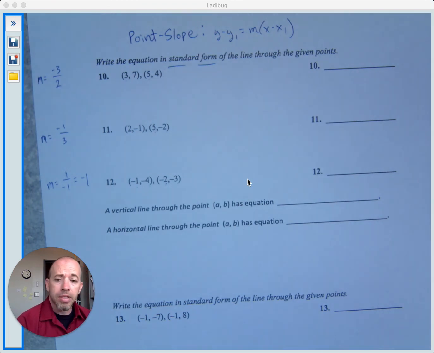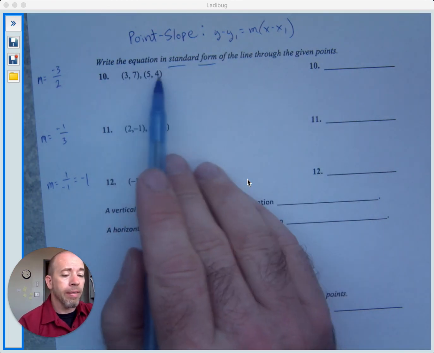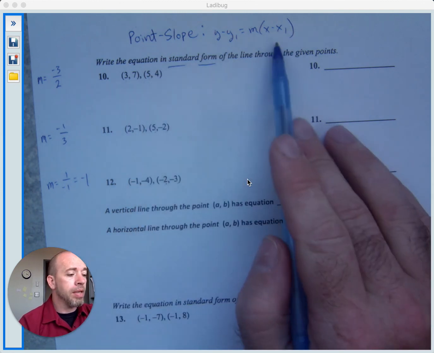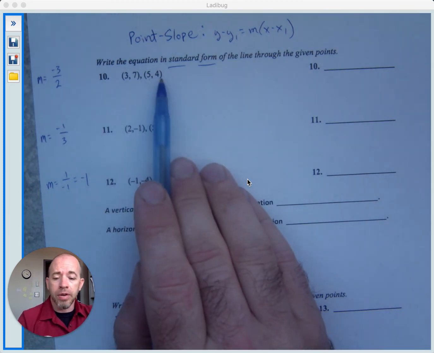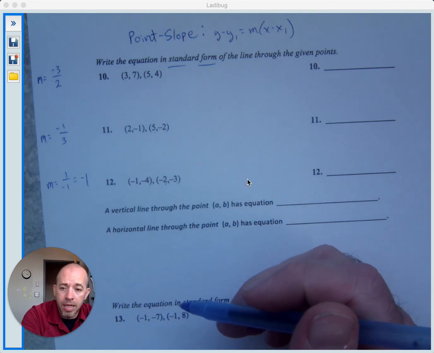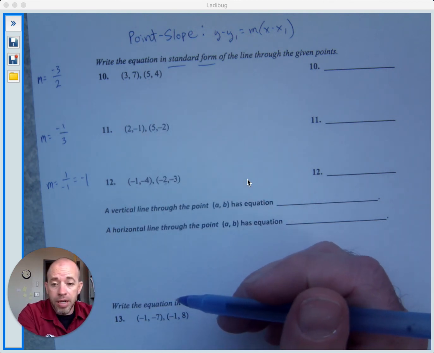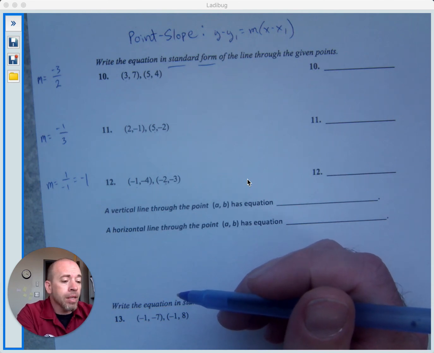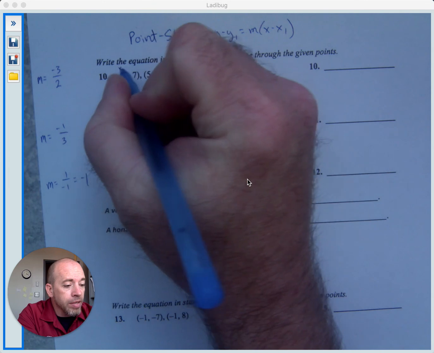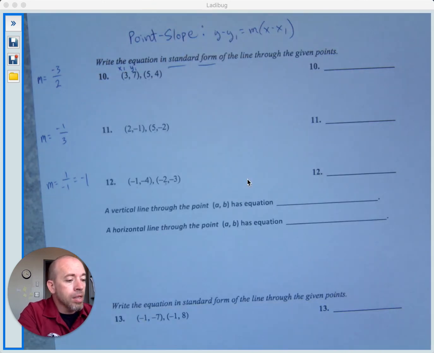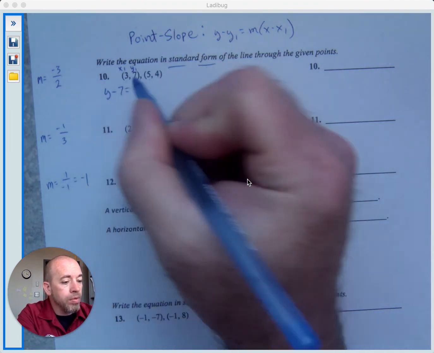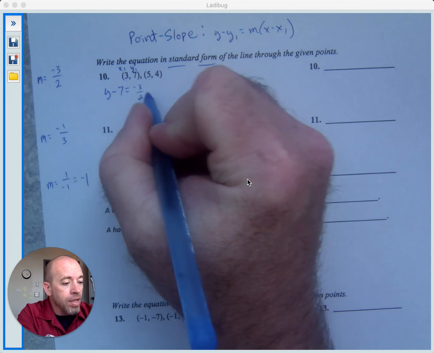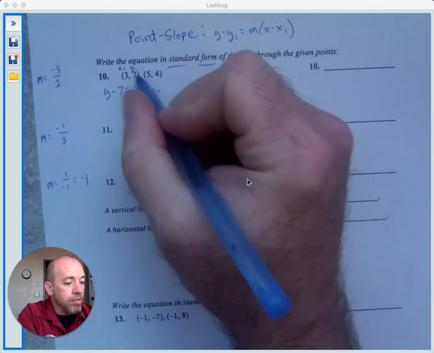Now, something a little different than the last few examples is that we have 2 points, right? So which point do you want to be x1, y1? Well, the answer is it doesn't really matter. You could pick either point, either 3, 7 or 5, 4, whichever one you want. You'll end up with the exact same answer either in slope-intercept form or standard form, regardless of which point you pick. So I'm just going to go ahead and pick the first one. I'm going to call this one x1, y1. So in point-slope form, we have y minus 7 equals our slope we found, negative 3 halves, times x minus 3.